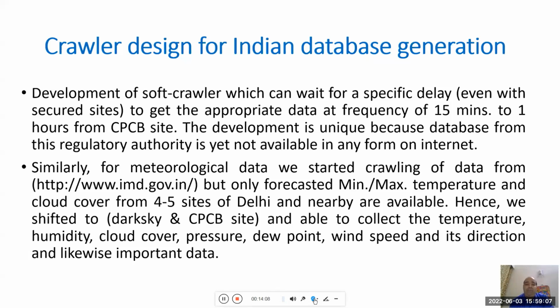Similarly, the meteorological data which we crawled from these stations sometimes has missing values, sometimes NaN values. So in conjunction with that, we use the Indian forecast data from the IMD government.in website, and also from private websites like Dark Sky and sometimes some other Google websites. We collected temperature, humidity, cloud cover, pressure, dew point, measured wind speed and its direction, and other important data.